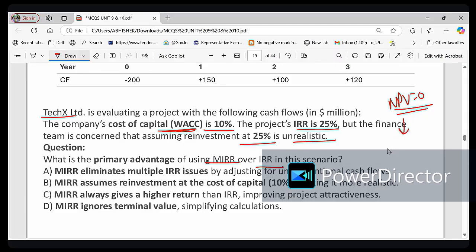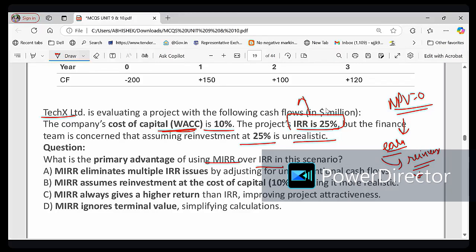It assumes that whatever rupee you earn gets reinvested at the same rate. So suppose IRR is 25%, it assumes that you are reinvesting at 25%. It may sound unrealistic because it is unrealistic.